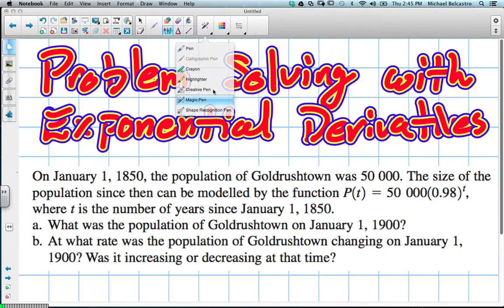Problem solving with exponential derivatives. So let's read our problem. It's relatively lengthy. On January 1st, 1850, the population of Gold Rush Town, what a name, was 50,000.